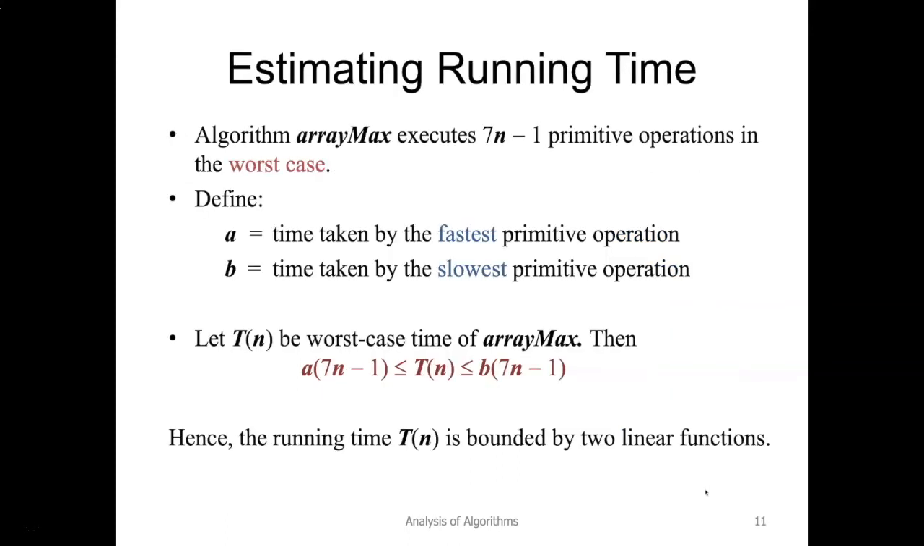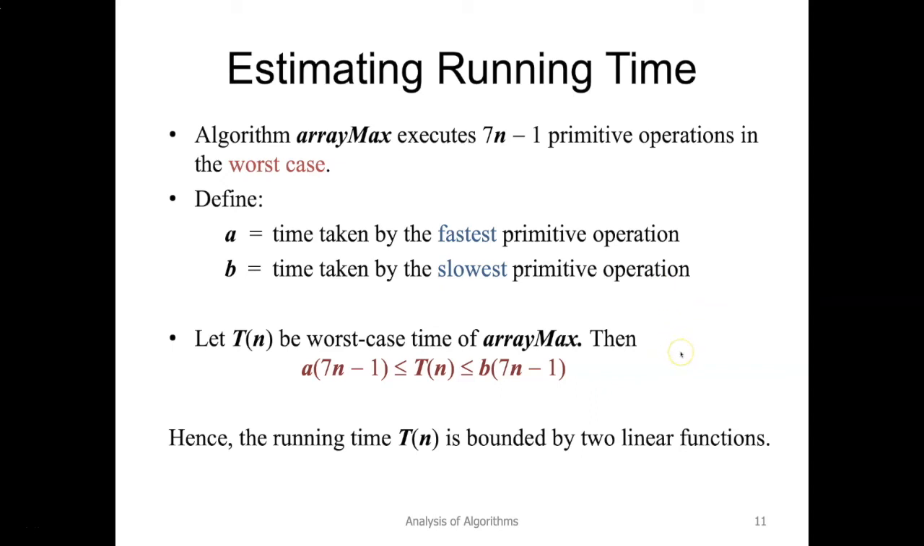So we can use this in order to estimate the running time of an algorithm. We know that array max requires 7n minus 1 primitive operations in the worst case. And remember that primitive operations include a few different basic operations like accessing into an array, assigning a variable, evaluating an expression, etc. And some of those basic operations may be a bit faster or slower than the other ones. So for example, maybe accessing into an array is the fastest primitive operation and takes only 0.0001 seconds. Whereas addition might be a slower operation which takes 0.00002 seconds.